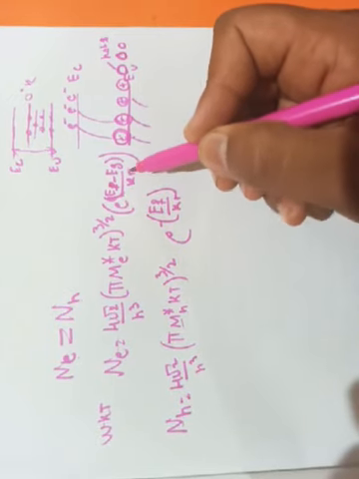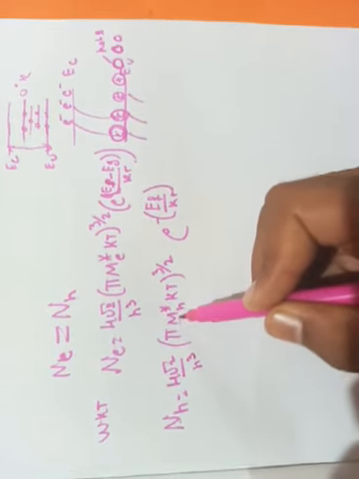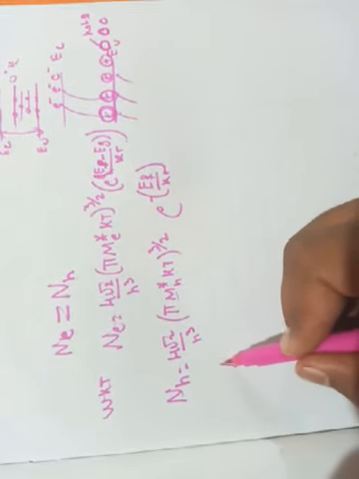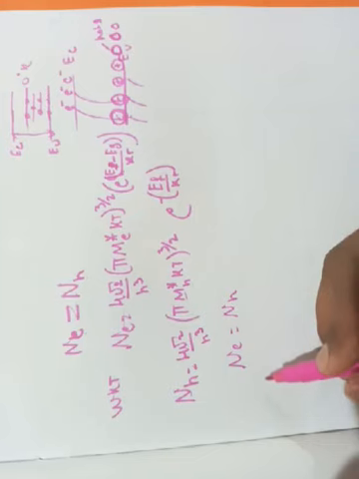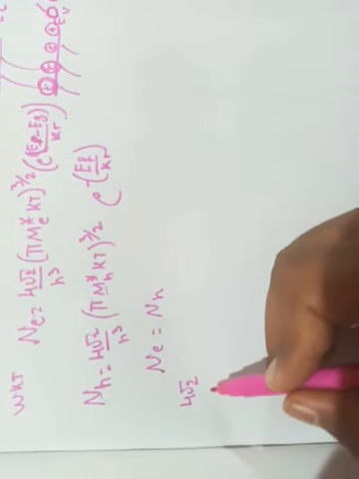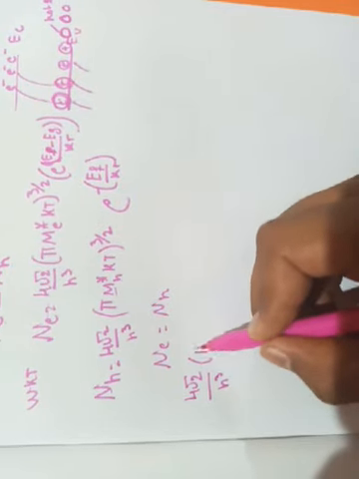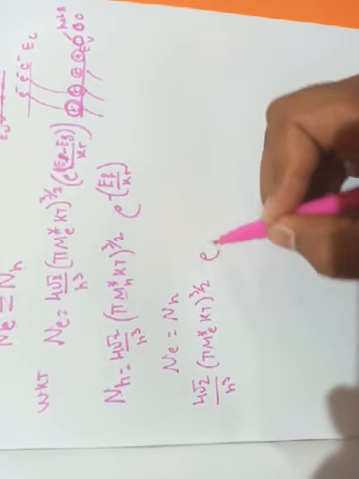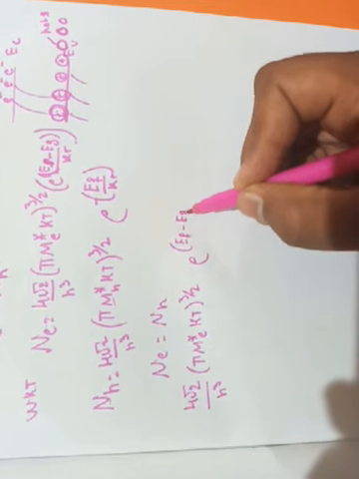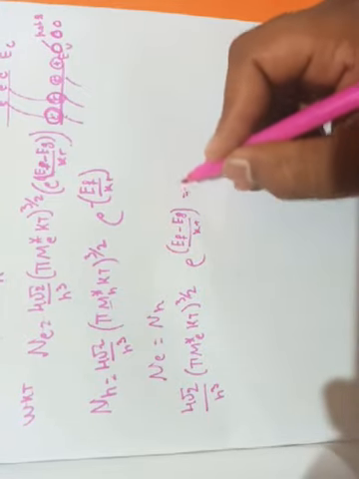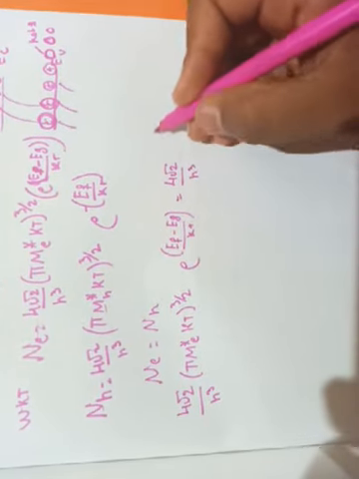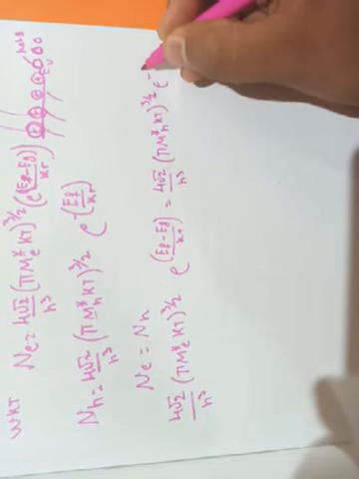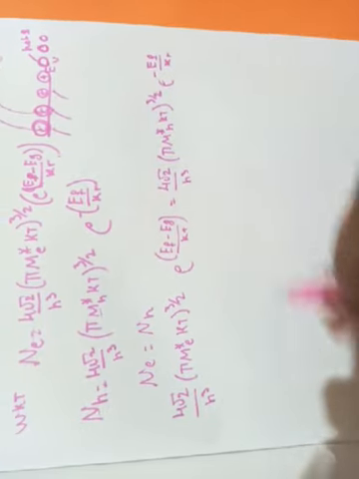Ne is 4√2/h³ π (m*e kT)^(3/2) exp((EF − Eg)/kT), and Nh is equal to 4√2/h³ π (m*h kT)^(3/2) exp(−EF/kT). So we know that Ne is equal to Nh, so we can write the equation like this: 4√2/h³ π (m*e kT)^(3/2) exp((EF − Eg)/kT) is equal to 4√2/h³ π (m*h kT)^(3/2) exp(−EF/kT). Okay, so this is the term.